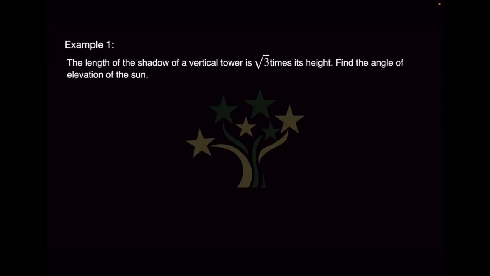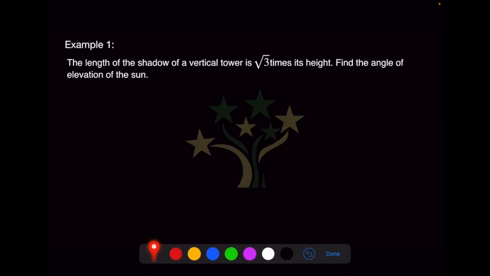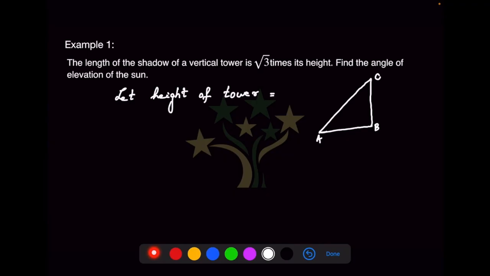Here is example 1. The question is, the length of the shadow of a vertical tower is √3 times its height. Find the angle of elevation of the sun. So when such a question is given, we first draw a right angle triangle as well as the length of the shadow. Let the height of the tower be x meters. What is the length of the shadow? The length of the shadow is √3 times x. So BC is x, AB is √3 times x.